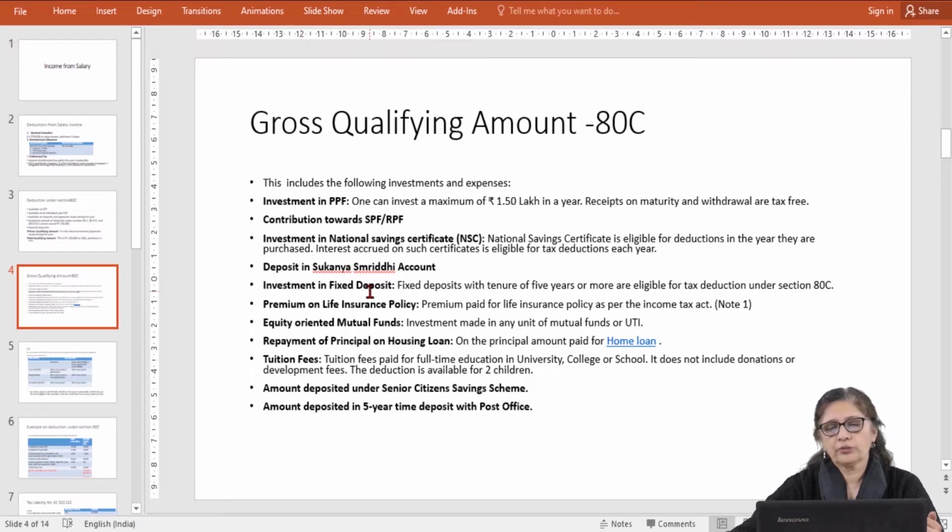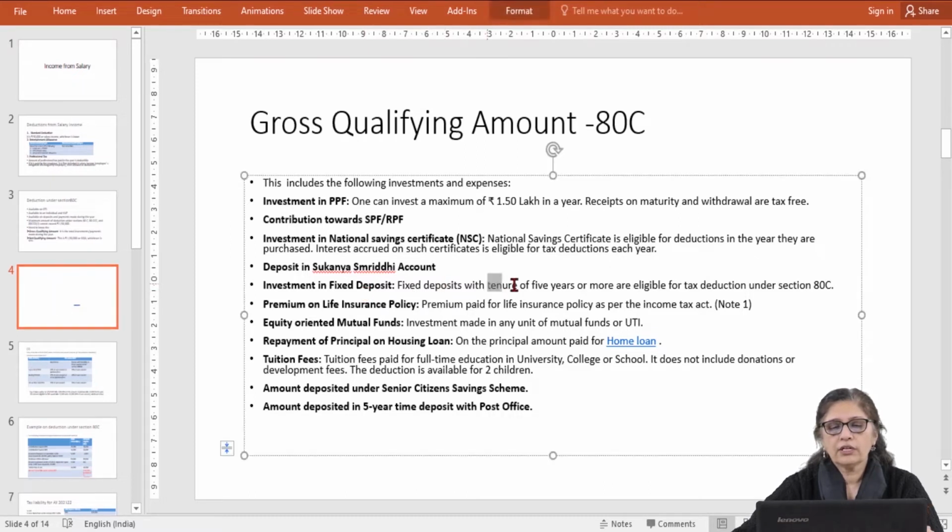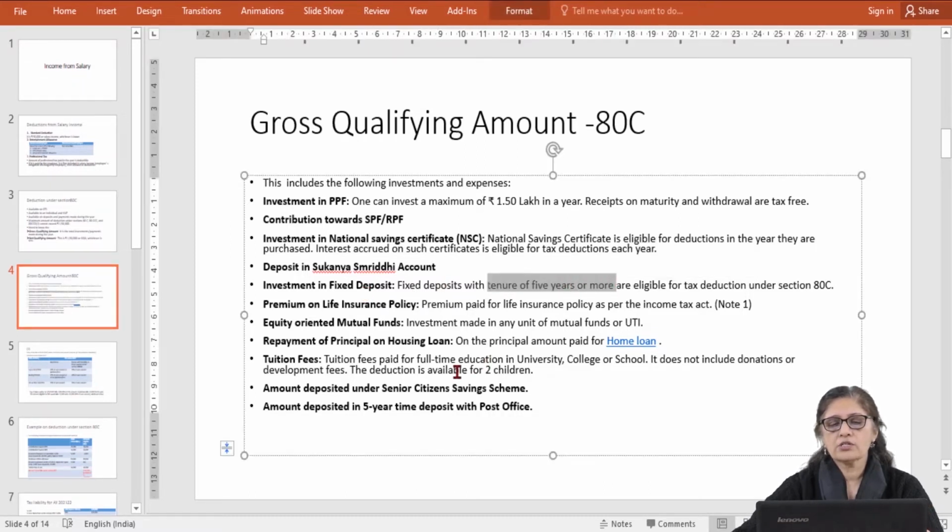Investment in fixed deposit. Any fixed deposit does not qualify for 80C. It is fixed deposit only with a tenure of 5 years or more. So, if it's a 5 years tenure fixed deposit, that qualifies for 80C, but for 1, 2, 3 years, no deduction under 80C is available.